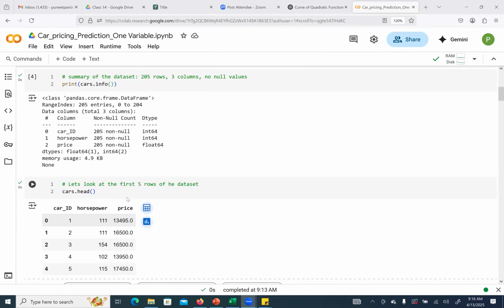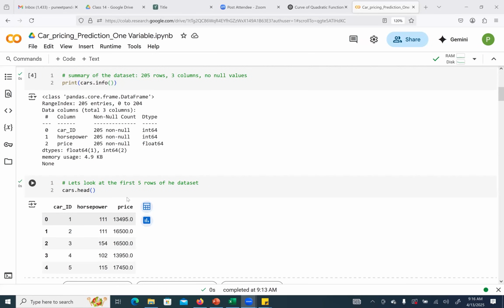So I've already shared the code and the data set. What we have is we are trying to solve for simple linear regression, in which we will be having only one variable and one target variable. It's just a car's data set, and there are three columns in it: car ID, horsepower, and price. We will be using horsepower as a variable and we will try to predict the price of the car.